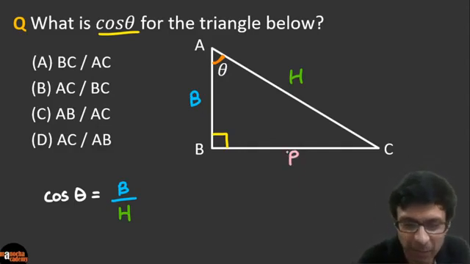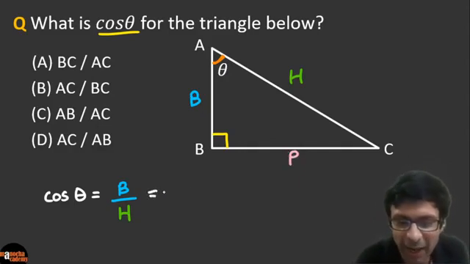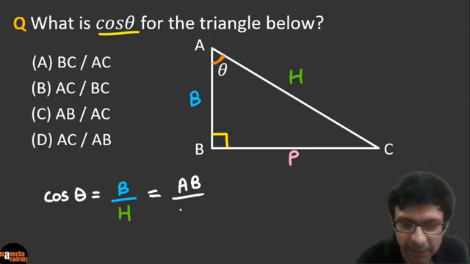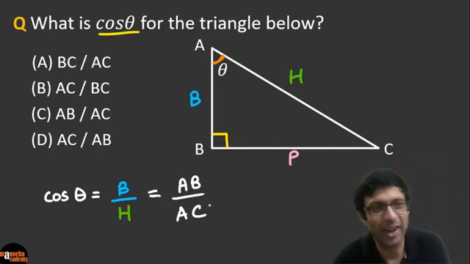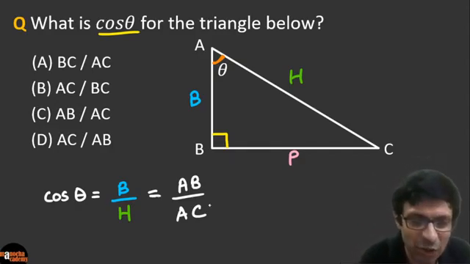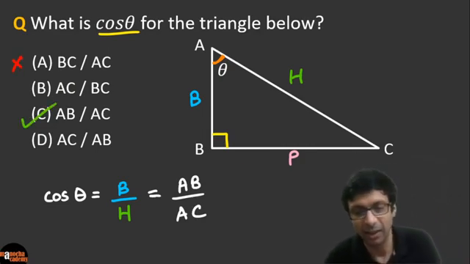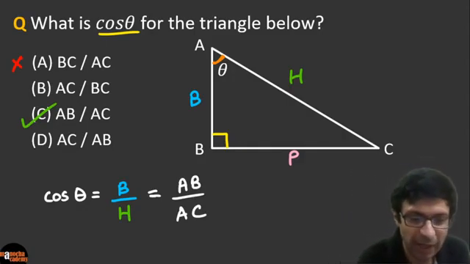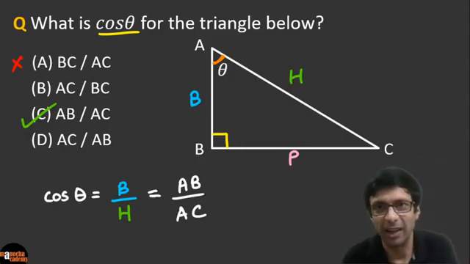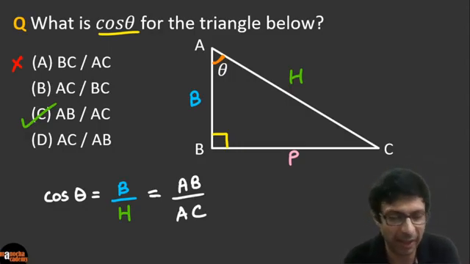So what should our answer be here, guys? Base by hypotenuse is going to be, base is AB, so it's going to be AB by the hypotenuse, which here is AC. So the correct answer here, very good guys, is option C. It's not option A, because it's not BC by AC. Here the base is AB. Clear? Just be careful what angle you're considering and which is the perpendicular, base and hypotenuse.